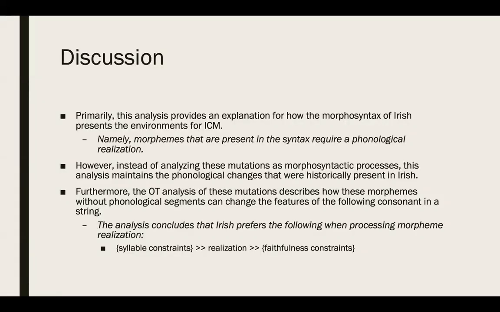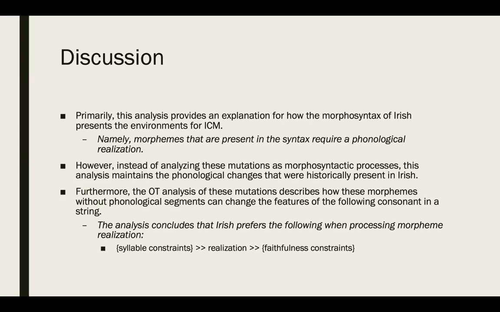Primarily, my analysis provides an explanation for the morphosyntactic and morphophonological alternations seen in initial consonant mutations. But instead of analyzing these as morphosyntactic processes, these analyses maintain that they are phonological changes, just like they were historically in Irish. Furthermore, the OT analysis of these mutations describes how these morphemes without phonological segments can change the features of the following consonant in a string.